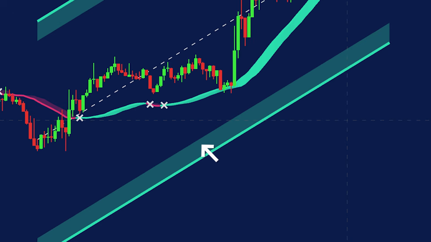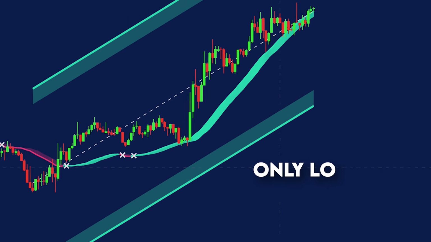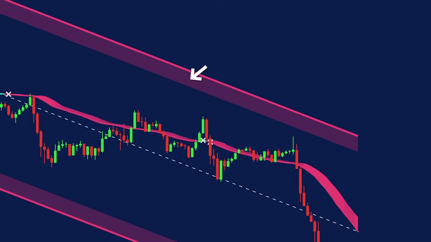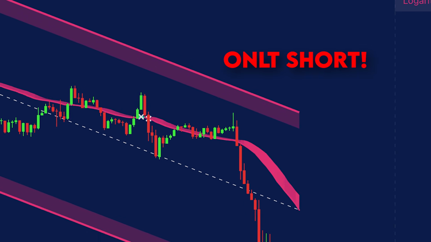When the regression channel is green, it means you're in a bullish environment. Only look for long setups. But when it's red, it means you're in a bearish environment. Only look for short setups.